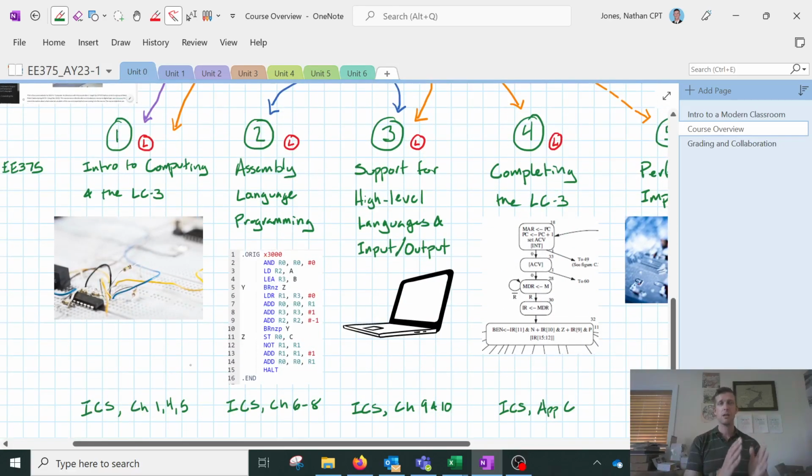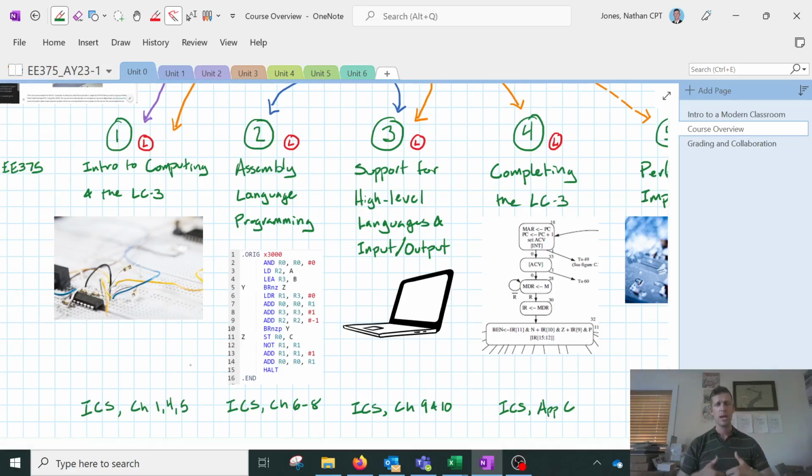Once we have that, in Unit 2, we'll move on to introducing the idea of assembly language and how we can write programs in assembly language and make the LC3 that we built in Unit 1 do some useful things. In that unit also, we'll learn how the LC3 is able to implement some higher level constructs like function calls and a structure called a stack. That's covered in Introduction to Computing Systems, chapters 6 through 8.